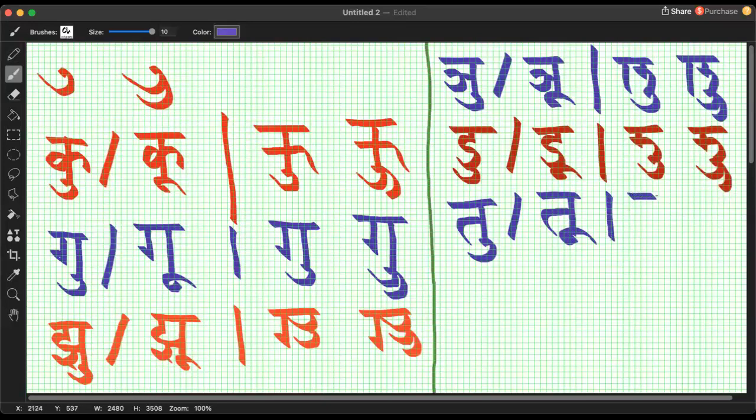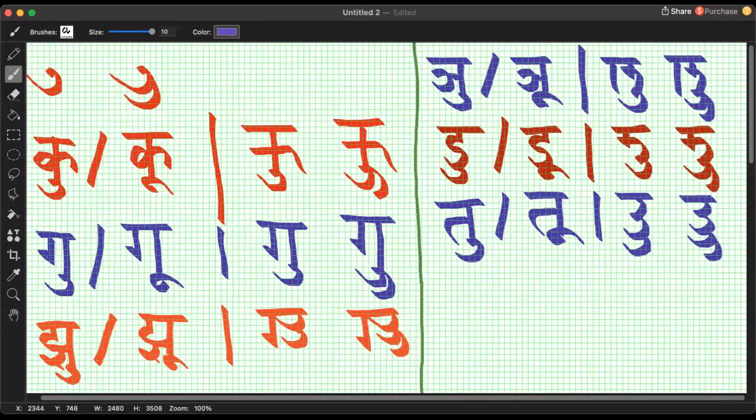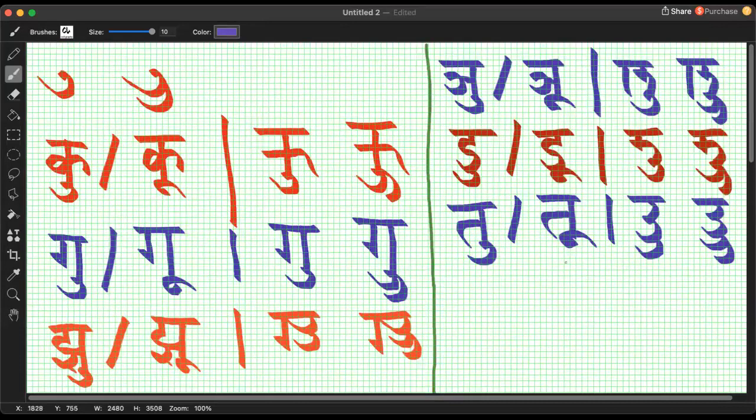In Sharda, this is the alphabet for the, and right below that you add an O matra for tu, and the second O will be added like this. This is tu and tu. Next we have bho.